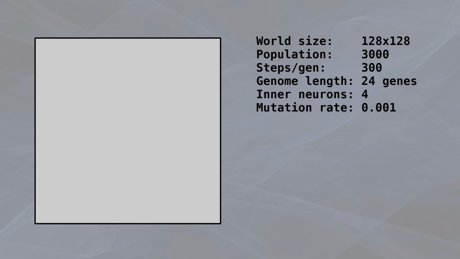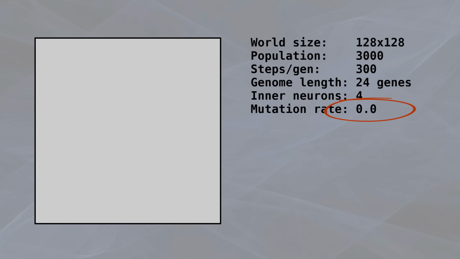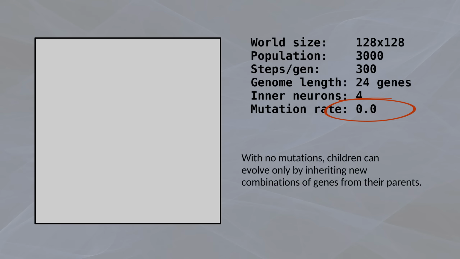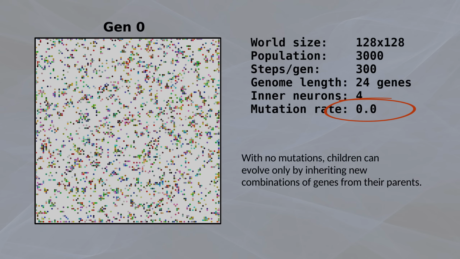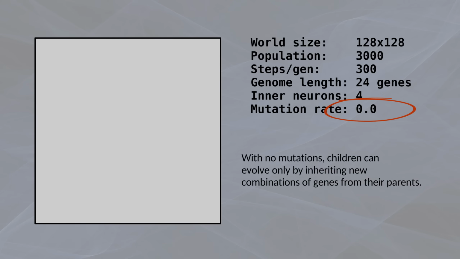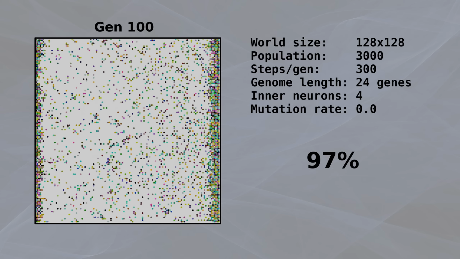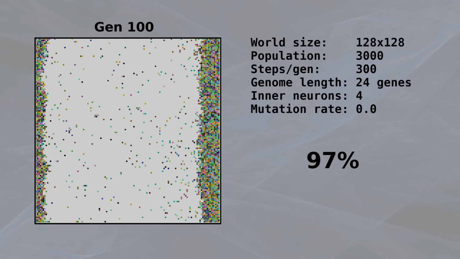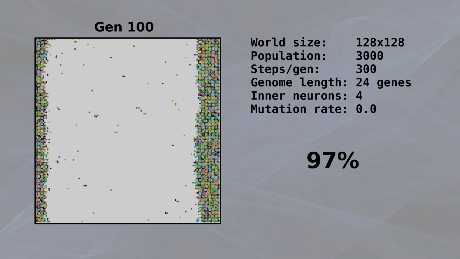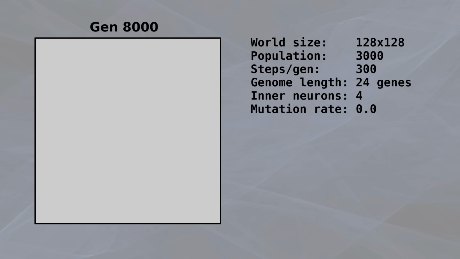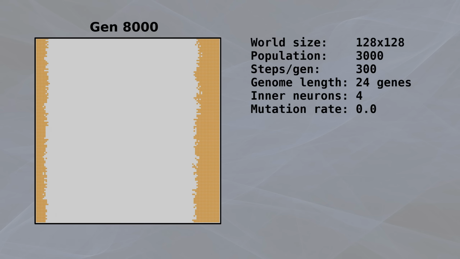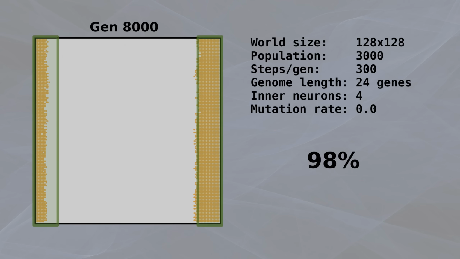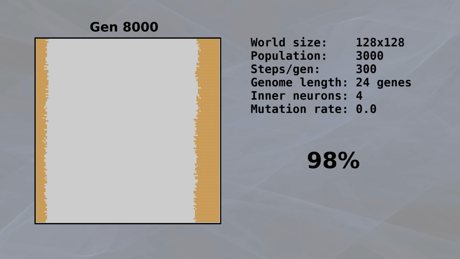Now, let's do the same run again, but this time let's set the mutation rate to be 0. No mutations will happen, and let's see what the difference is. The first generation, of course, looks the same. They appear all random. There's no difference there. By generation 100, 97% of them are finding the spawning areas and they're reproducing. By generation 8000, the genetic diversity is very small, just like the last run, and 98% are reproducing. This is very similar to the last run.